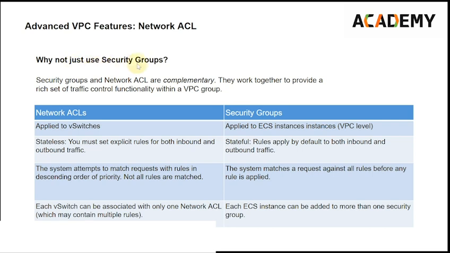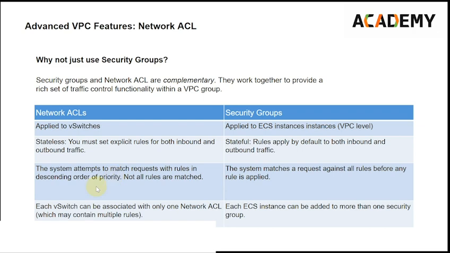Okay, so why not just security groups? Why are we using the network ACL when we have the security groups? So there is a difference. I already told you, but we can explain in detail. Network ACLs can be applied to vSwitches, and security groups can be applied to ECS instances only at the VPC level. At the stateless level, you must set explicit rules for both inbound and outbound traffic, and at the stateful level, rules apply by default for both inbound and outbound traffic. In the network ACL, the system attempts to match requests with rules in descending order of priority, and in the security group, the system matches a request against all rules before the rule applies. There is a basic difference.